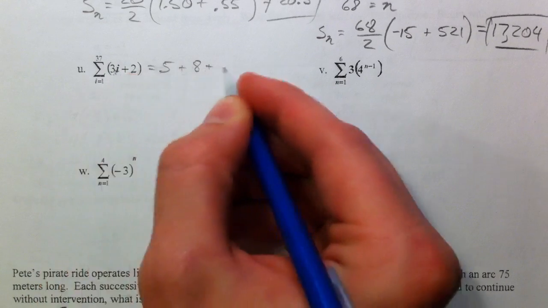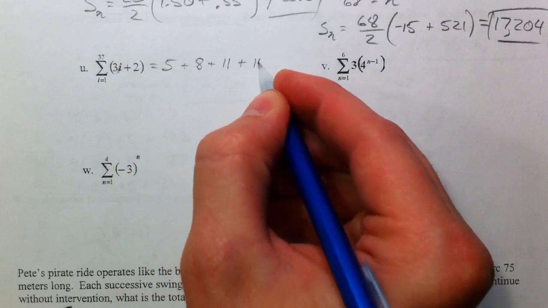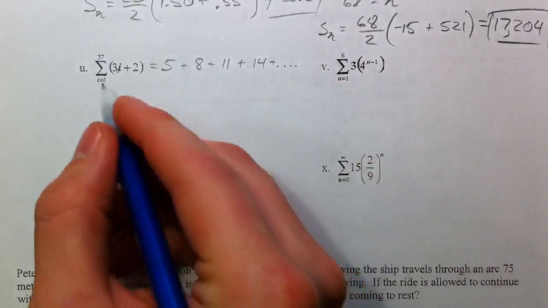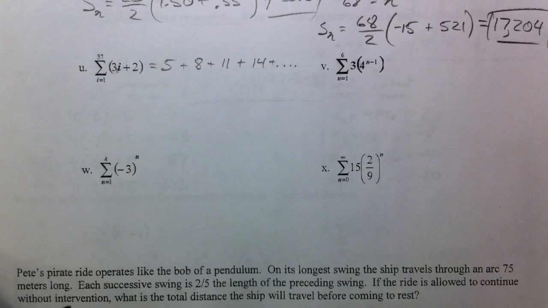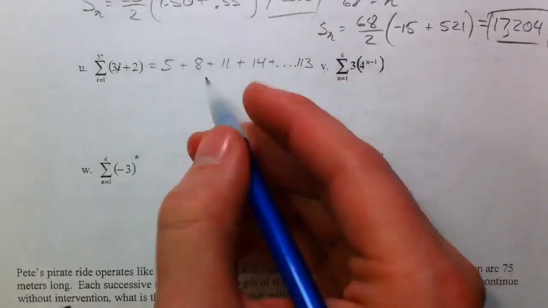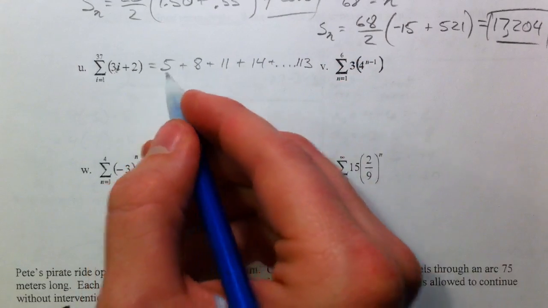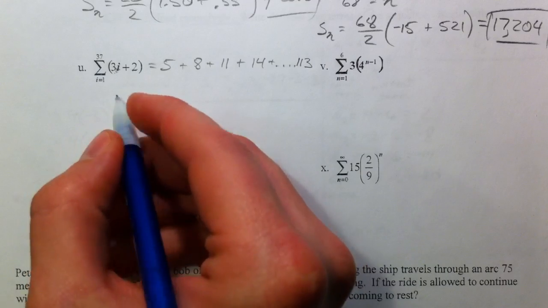3 times 3 is 9, plus 2 is 11, and so on. So 5, 8, 11, 14, so on and so forth, until you get to 37, and 37 times 3 will give us 113. So the first term, last term, this is an arithmetic series because it's adding 3 every single time. 3 is the common difference.